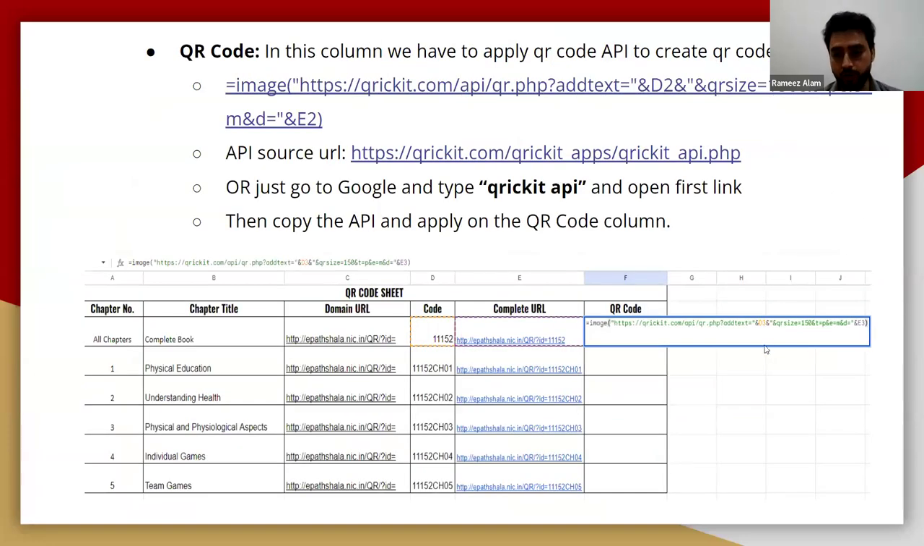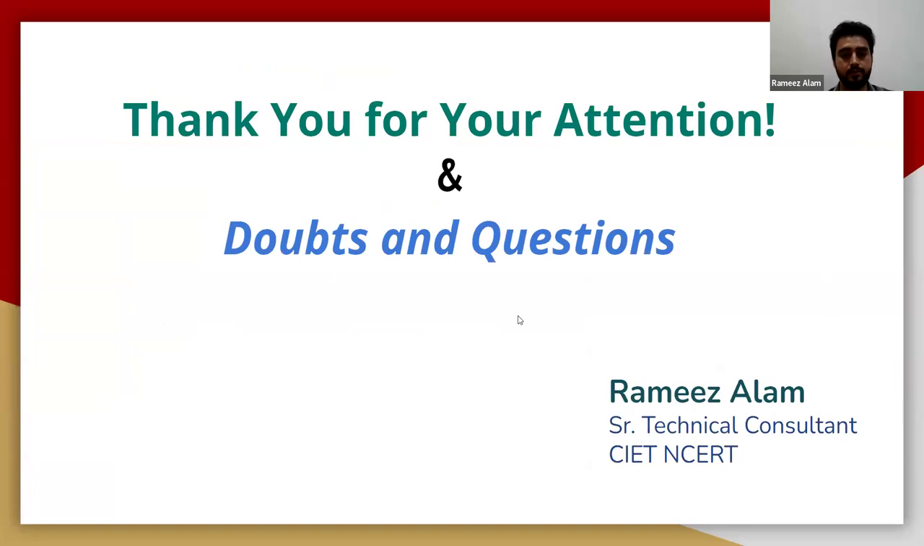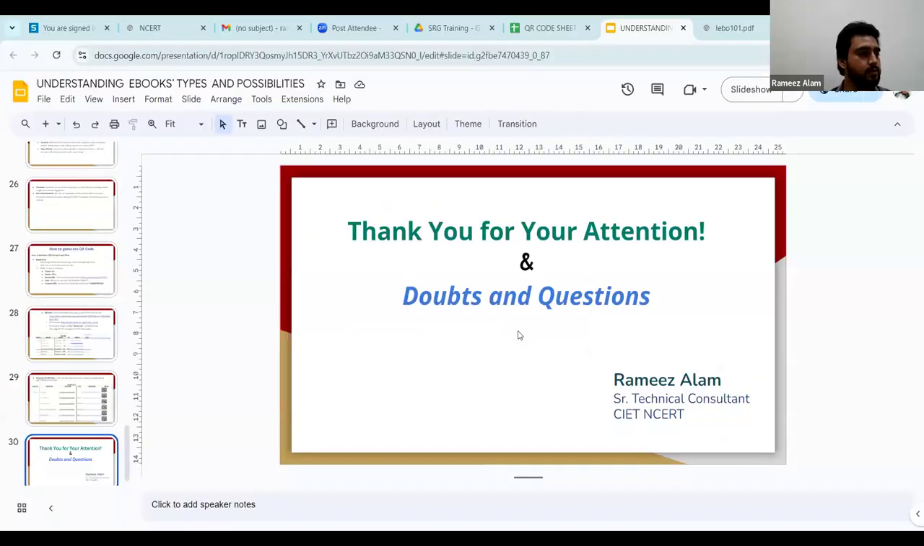To generate it, you can get the API from this URL, QRickit.com, or just go to Google and type QRickit API. It will show some links. Then open the first link, copy the API, and apply it on this QR code column. And it will generate your QR code. Let me show you.